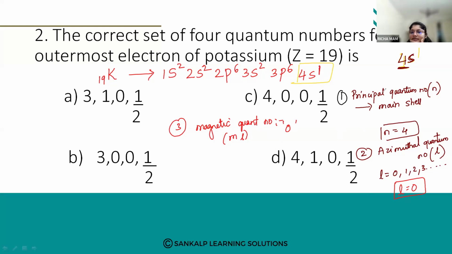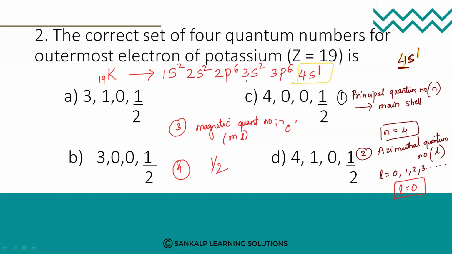It will be 0. Then next is what? Spin quantum number. Okay, spin quantum number, 1 electron is present, so it is half. Okay, so the answer, just see what is the correct answer now. Option C, ma'am. Option C? Okay, Hema has answered. Kavya has answered here.